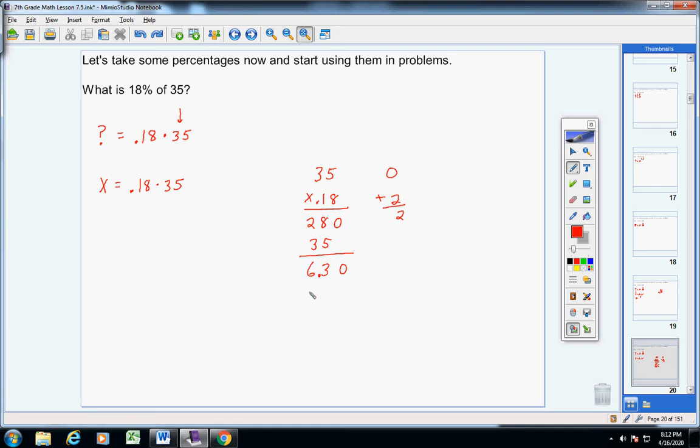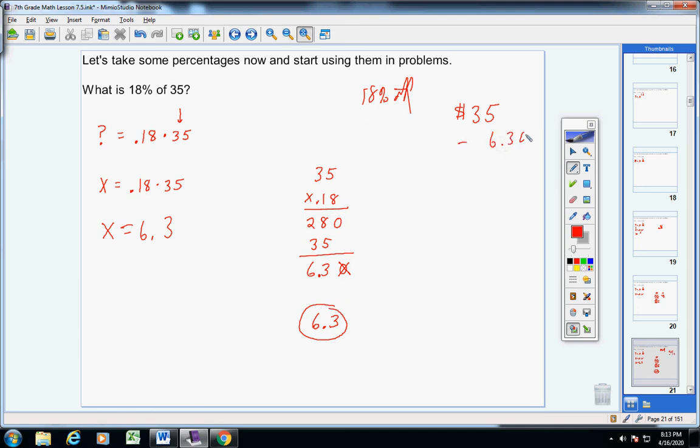Okay, now guys, we know then that 6.30 is the same thing as 6.3. So there's your answer. X equals 6.3. So back to my money example. If the t-shirt costs $35 and the sign said 18% off, what is 18%? $6.30. So you would subtract $6.30 and you would get $28.70, and that's how much the shirt would cost, of course, not counting tax.